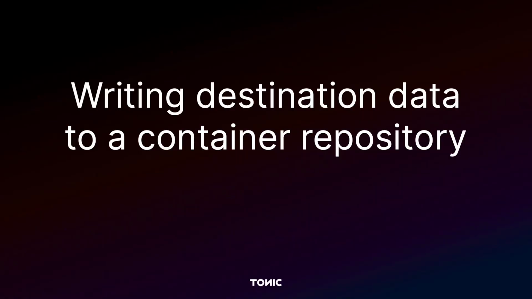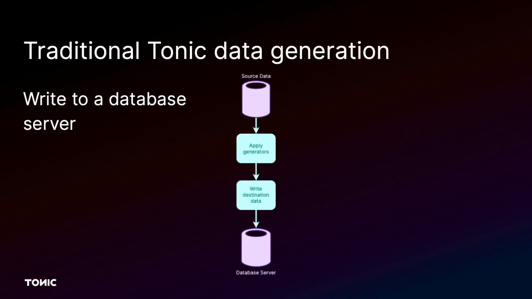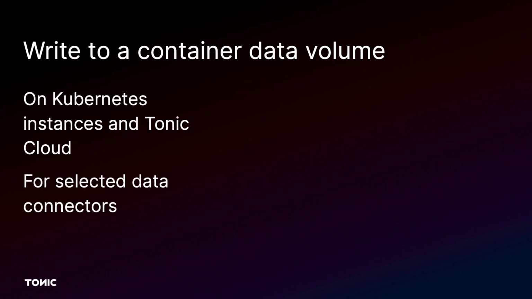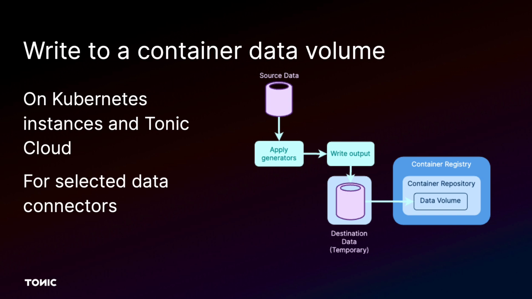In this video, we'll talk about how to write destination data to a data volume in a container repository. Traditional Tonic data generation usually writes the destination data to a database server. From a database server, it's not always that easy for developers to get copies of that data to use for different testing scenarios. On a Kubernetes deployment of Tonic, including Tonic Cloud, to make that process easier, some data connectors offer an option to write the destination data to a data volume in a container repository.